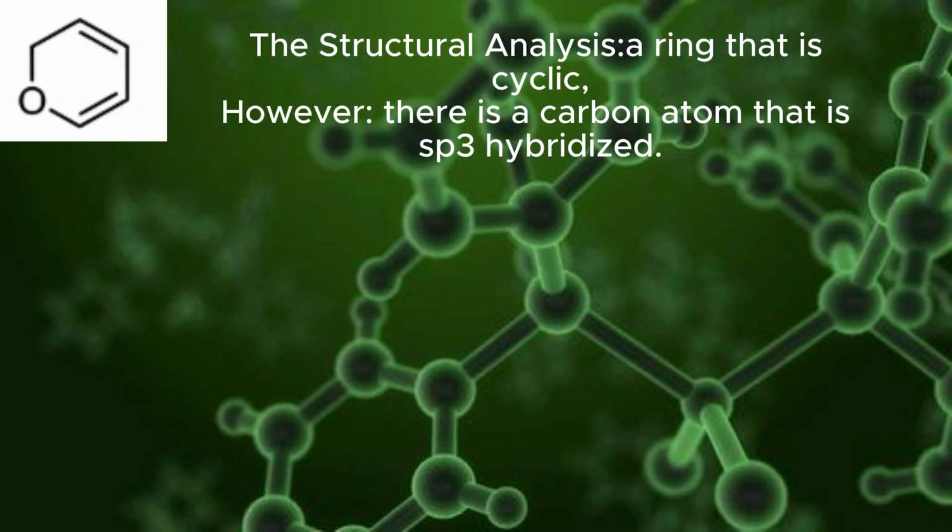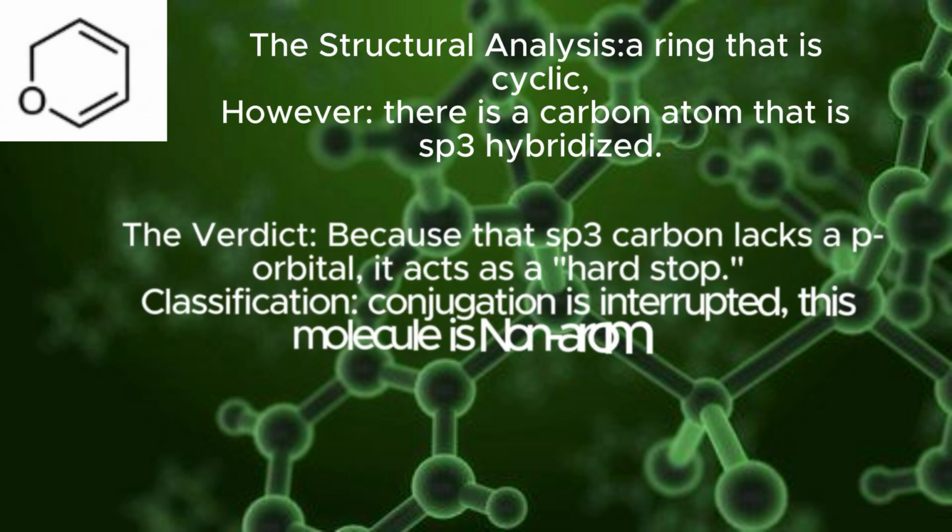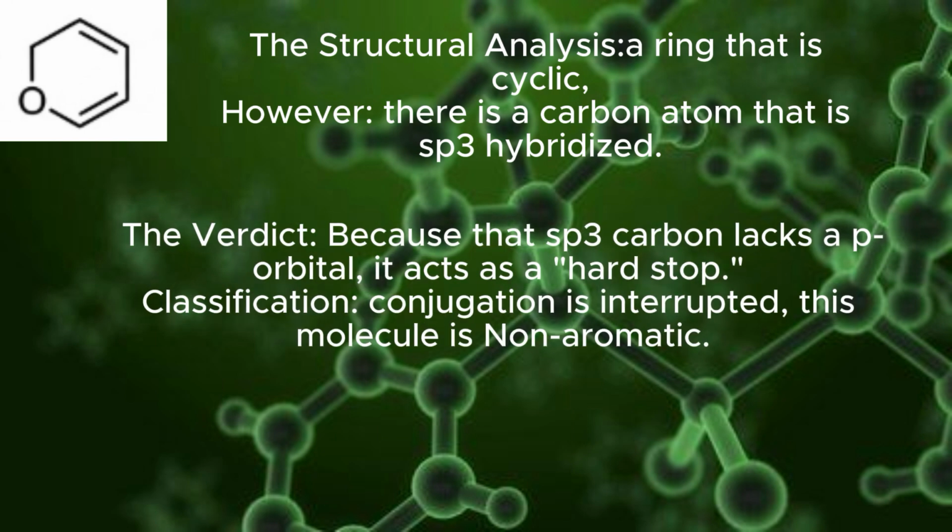The structural analysis: we observe a ring that is cyclic, yes. However, we immediately identify a critical flaw: there is a carbon atom that is sp3 hybridized. The hard stop: for full cyclic conjugation to occur, every single atom in the ring must be sp2 hybridized to provide a continuous loop of p orbitals. The verdict: because that sp3 carbon lacks a p orbital, it acts as a hard stop. While resonance can happen locally in the sp2 section of the molecule, it cannot complete the circuit. Classification: since the conjugation is interrupted and the loop is broken, this molecule is non-aromatic.